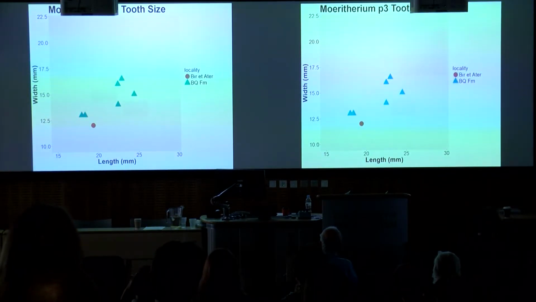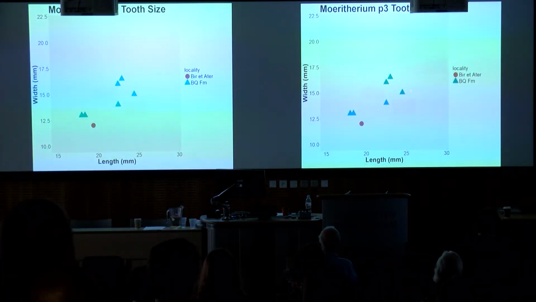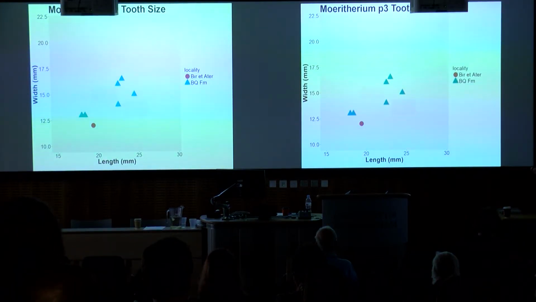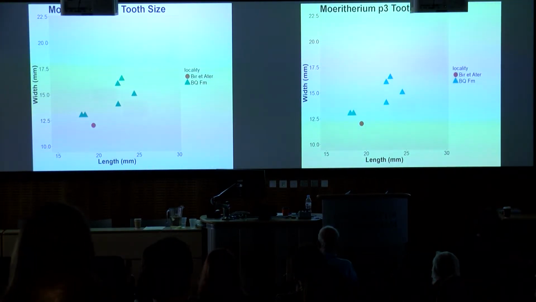So what we did is we plotted some of these tooth sizes. So lower P3 tooth size. The Birket Qarun species is Moeritherium chebarameri, and our specimen is down here, one of these two, and the larger ones plot up here. So what we can see is that you might actually have kind of a bimodal distribution of tooth size and possibly cranium size here. So again, tentatively, we might suggest that you have a little bit of sexual dimorphism within the Birket Qarun Moeritheriums.